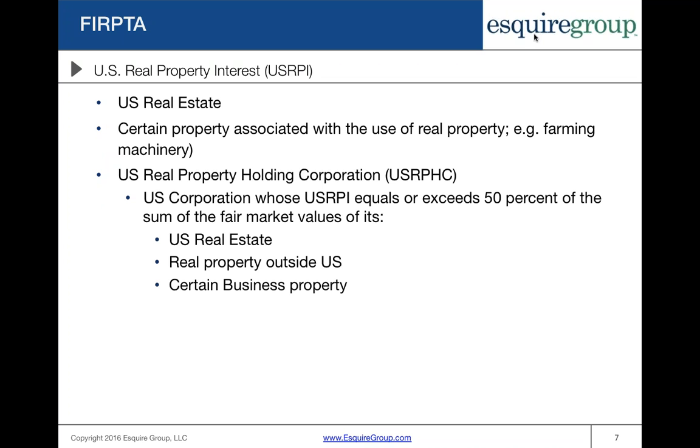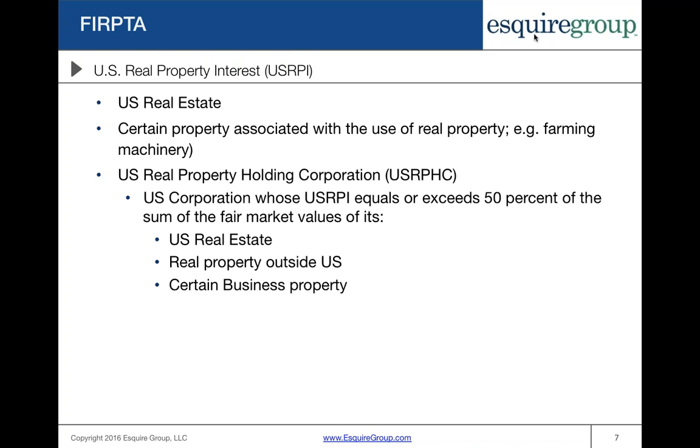So now let's talk about what a U.S. real property interest is, because a lot of people are confused by this. And a U.S. real property interest goes beyond just U.S. real estate. U.S. real estate is obviously the most common type of U.S. real property interest, but it is not the only type. So another U.S. real property interest is certain property associated with the use of the real property. So take, for example, a farm. If there's certain farm machinery that's installed on that land that's associated with the use of that farm, that could also be considered a U.S. real property interest.